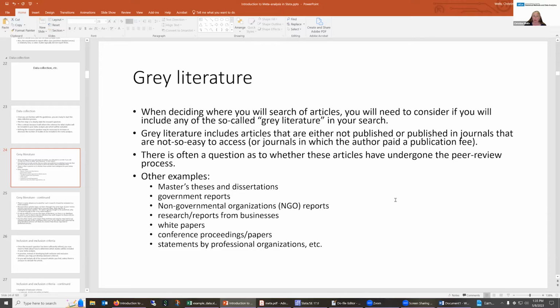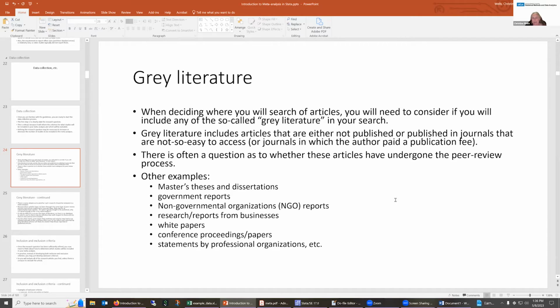These gray literature things could be something like a master's thesis or a dissertation, government reports, NGO reports, researcher reports from businesses, white papers, conference proceedings, statements by professional organizations, etc. That's not an exhaustive list, but it's a fairly comprehensive list of what the gray literature encompasses.